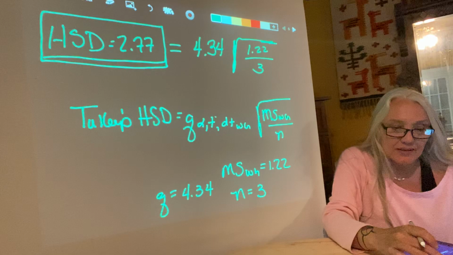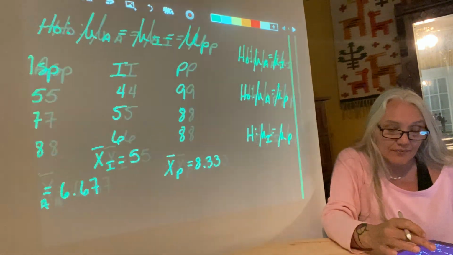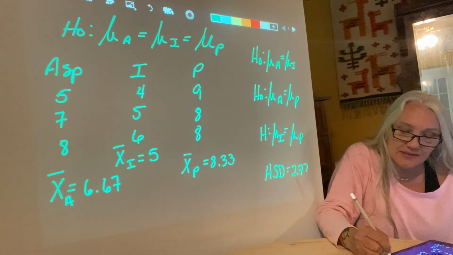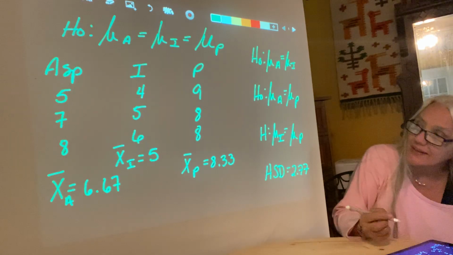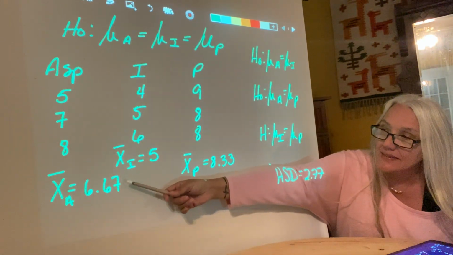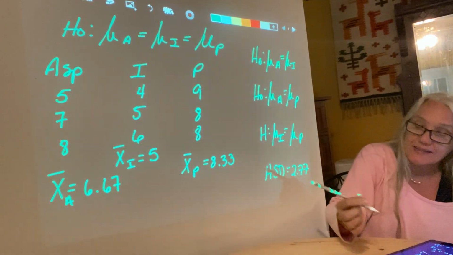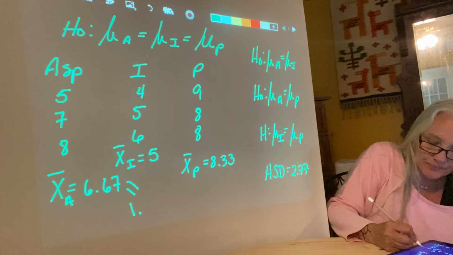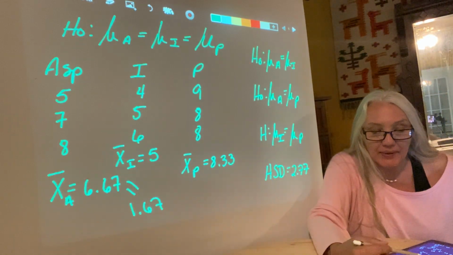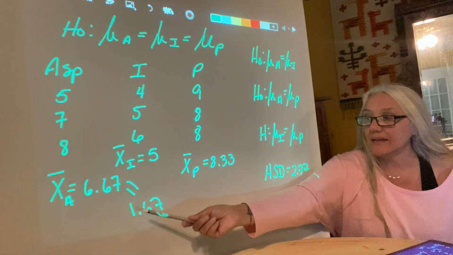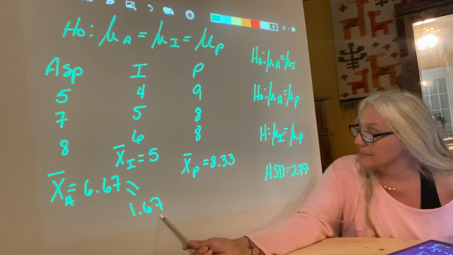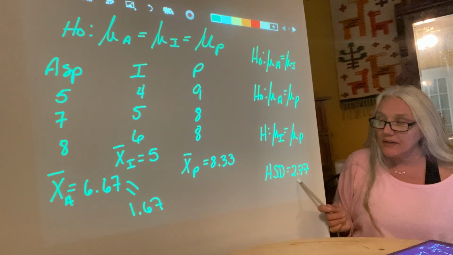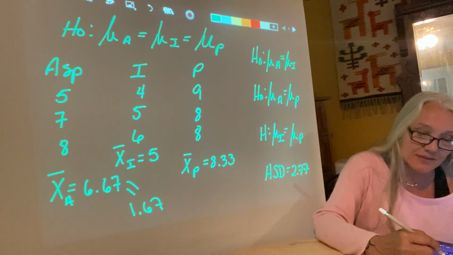All right, let's go back over here and see what kind of mean differences we actually have to compare to 2.77. So HSD equals 2.77. I get a difference between these two, and it doesn't matter positive or negative. This is a two-tailed test. It doesn't matter whether this difference is one way or the other, just what kind of difference there is. And I get a difference between these two of 1.67. So the null hypothesis comparing aspirin and ibuprofen, we can't reject, because the mean difference is not bigger than 2.77. The mean difference is only 1.67, and it needs to be 2.77 in order to be considered significant. So this one is fail to reject.